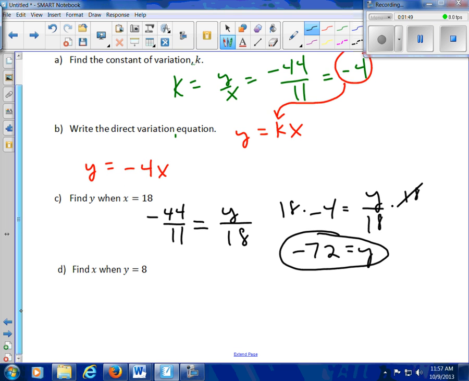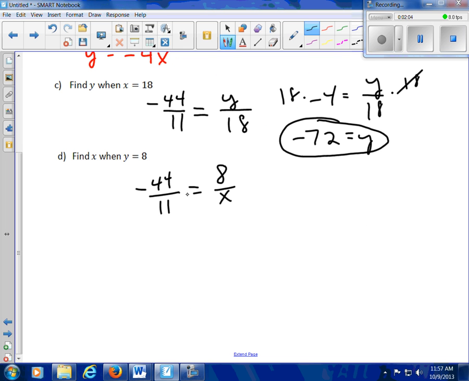Now, if I want to find out what x is when y equals 8, I know that y over x has to equal my y, which is 8, over the x I don't know. And I know, again, I can cross multiply. Let me do this one by cross multiplying, since we did the other one right above it by simplifying before multiplying. So let me say negative 44 times x is negative 44x. So I want you to be able to see both methods. And 11 times 8 is going to be 88.